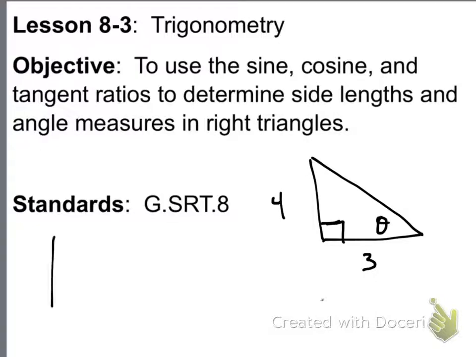In addition, we can also find side lengths. Now, with the Pythagorean theorem, remember, we have to know two sides of a right triangle. With trigonometry, we don't have to know two sides. If we know one side, say that's 4, and an angle that's not the 90-degree angle, let's say that's 38 degrees, then we can find the missing side. Like I said, trigonometry is pretty powerful. It's really cool, and it has some real practical implications in the real world.